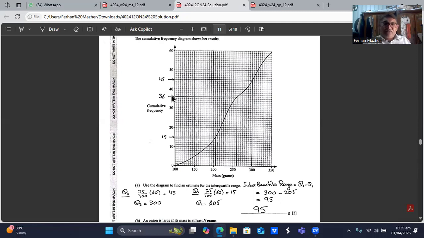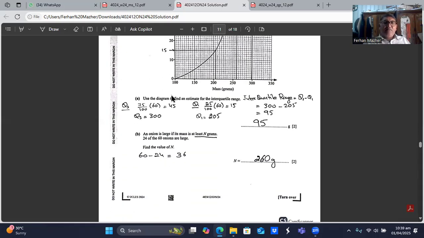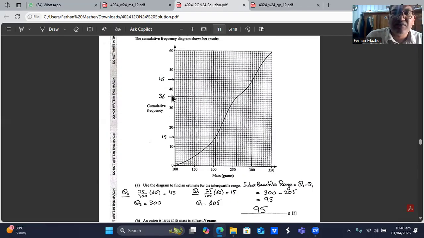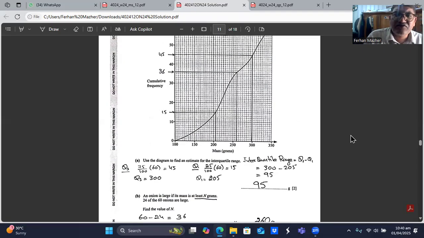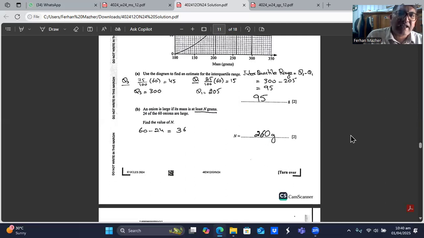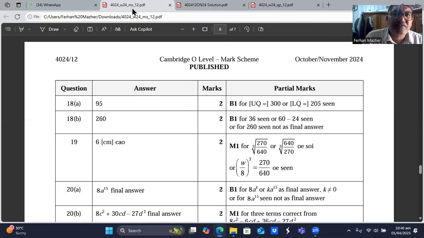So from 60, because 24 onions are larger, I will subtract 24. Then I get 36. 36, I will check on the y-axis, and 36 is here. So I will go to the graph. When I intersect the cumulative frequency curve, I then check the value of the x below it. So it's 260. So n means 260 grams. So our answer is right.